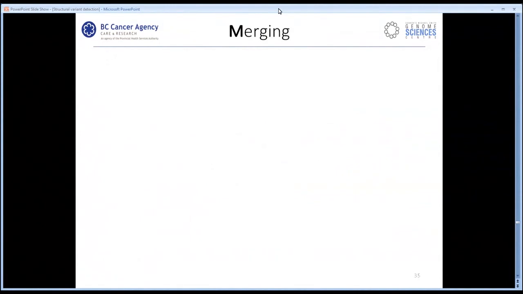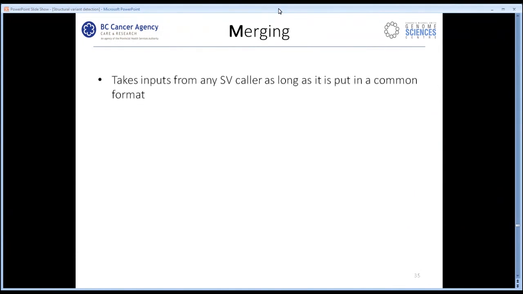To look in a little bit more detail at these separate modules, we start with merging. In merging, we have a converter script that takes the input from any SV caller, as long as it is put into a common format, which this script can do. It needs very basic information from the SV caller, and that is then used.